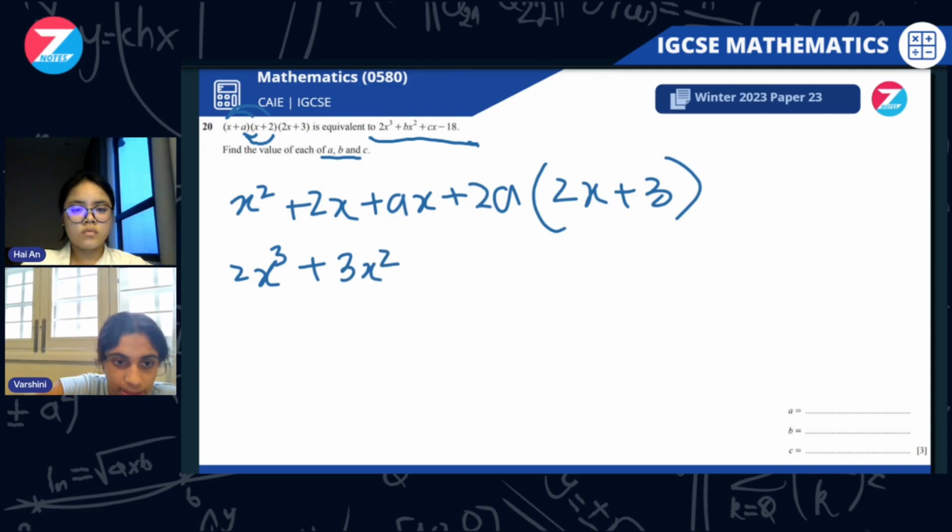Okay, so now let's take 2x into 2x. We know that 2 into 2 is 4, and x into x is x squared. Okay, now let's do 2x into 3. We know that 2 into 3 is 6x.